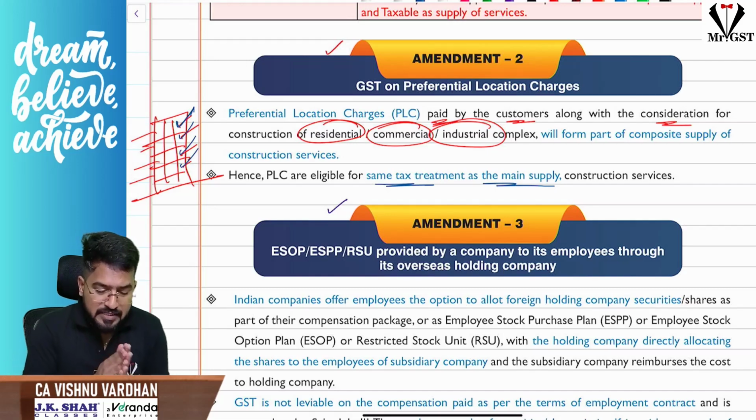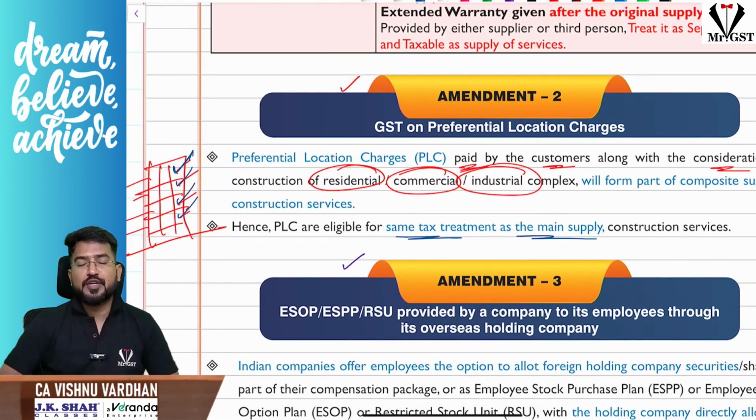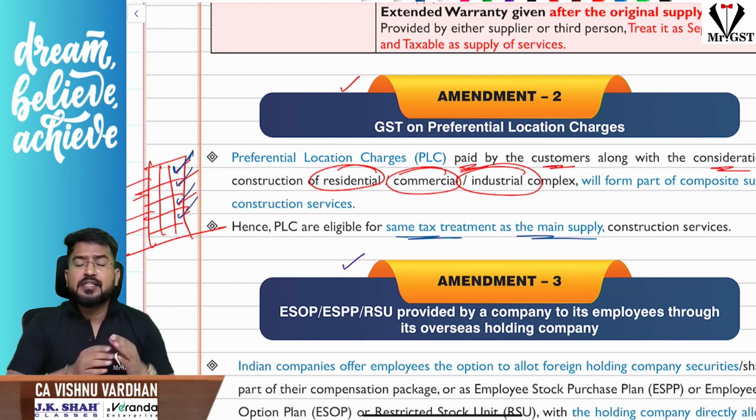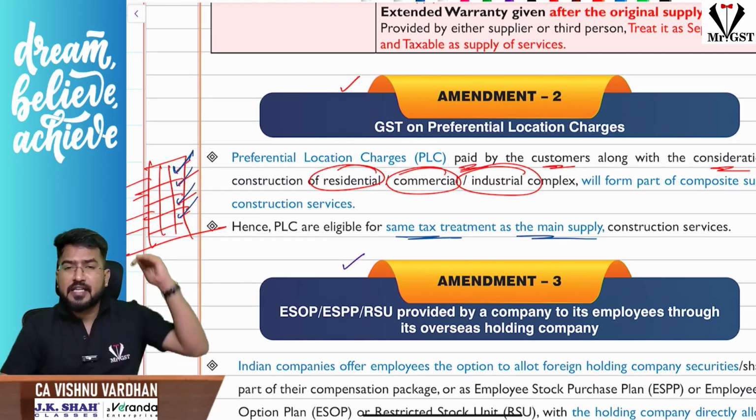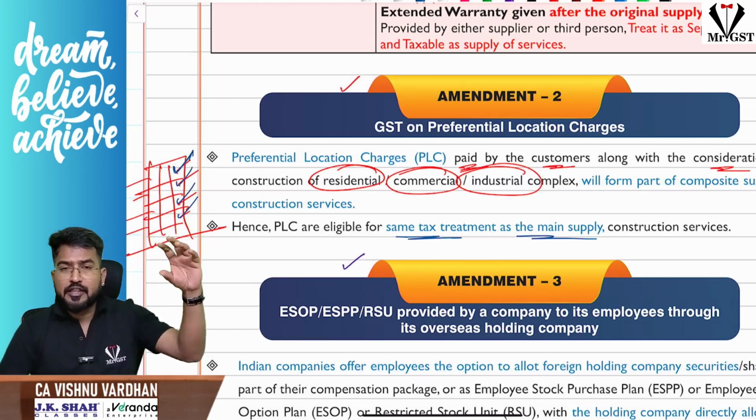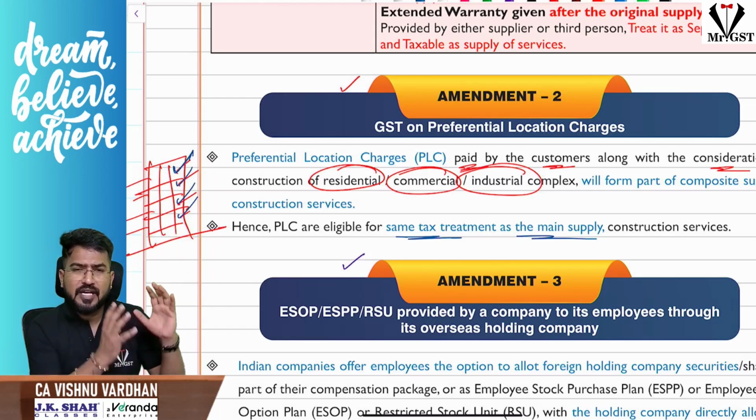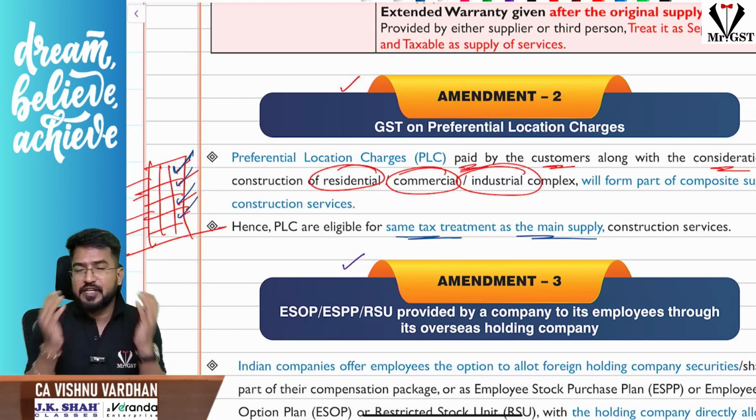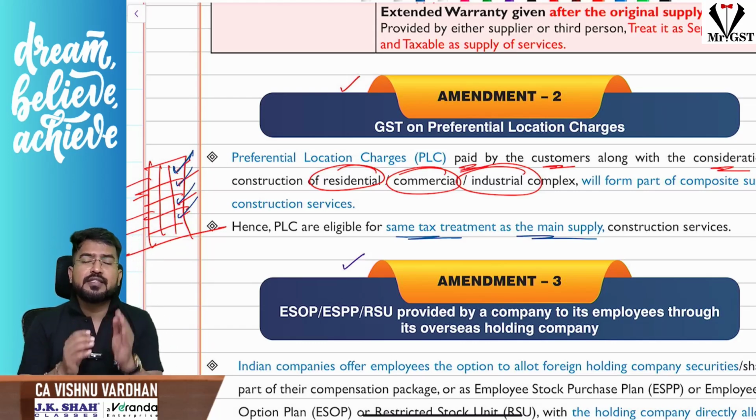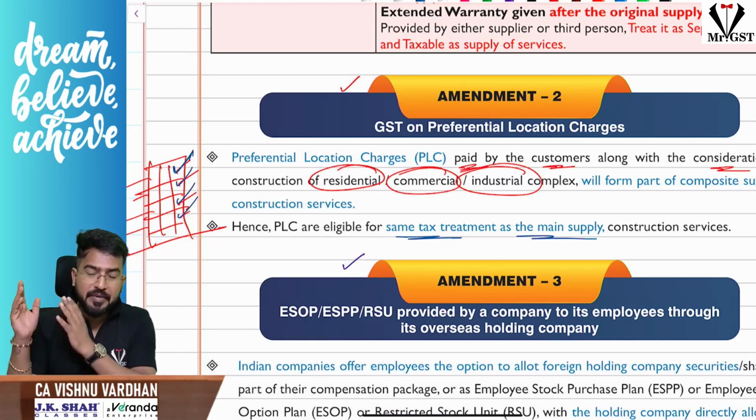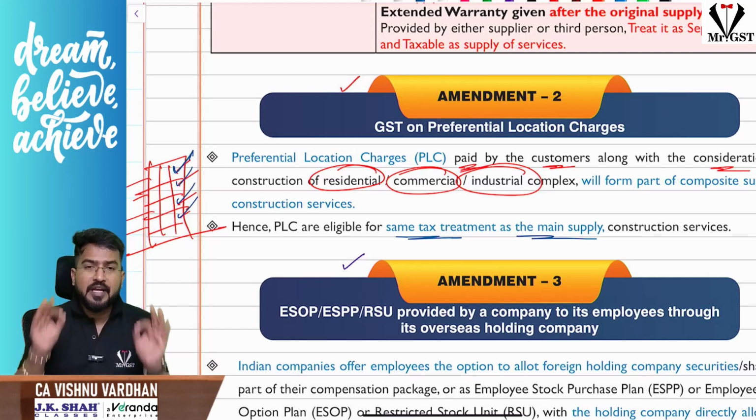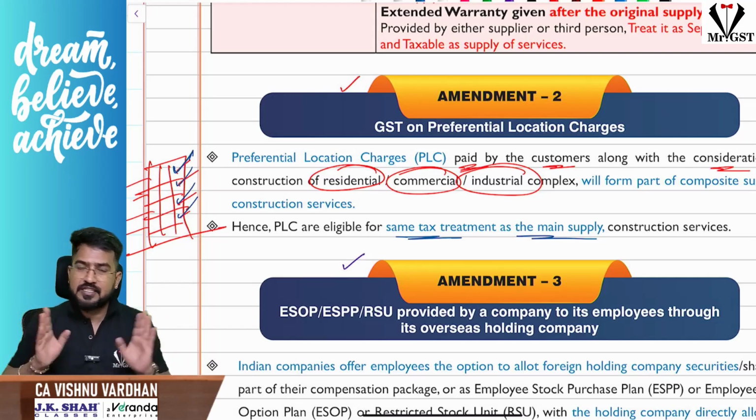The next one is, please understand, GST on preferential location charges. See, for example, when you are buying an apartment, sir, during the construction itself, you are asking, sir, I want the apartment on the 10th floor, east facing. Like this, sir, you are asking for some preferential location charges. You are paying something extra for a preferential location. What is the tax treatment for that? Sir, whatever the tax treatment is when you are buying that apartment, the same tax treatment is applicable even for preferential location charges. That is the concept.